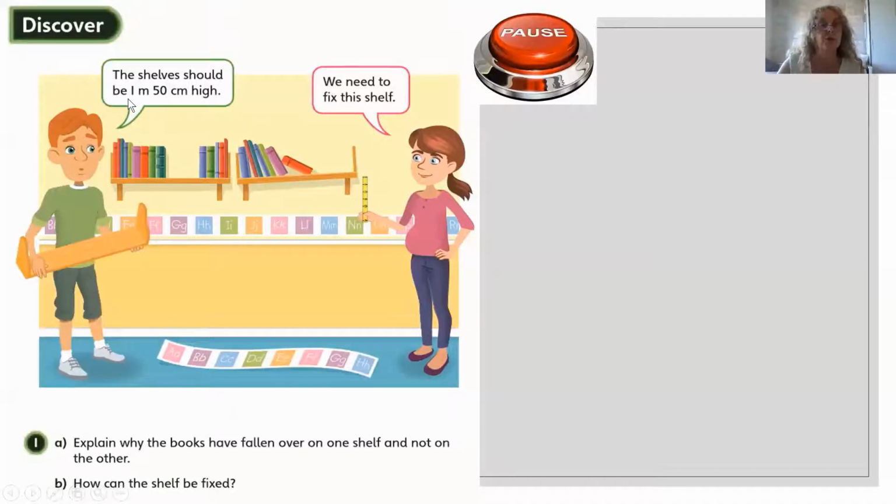The shelf should be 1 metre and 50 centimetres high. And she's saying we need to fix this shelf. Can we see why? What's happened? Explain why the books have fallen over on one shelf and not on the other. And the second part to the question, how can the shelf be fixed? So pause to think about it.